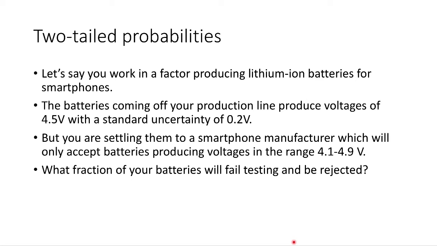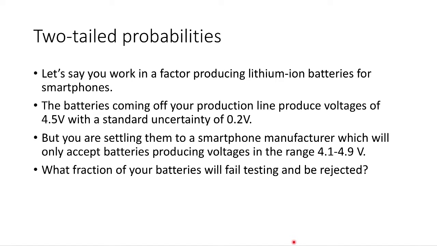We've seen how to calculate confidence intervals, which is what fraction of the time you are going to be within a certain number of standard uncertainties of the mean value. Now, a very closely related problem is calculating two-tailed probabilities. This is the probability that you're going to be outside a certain number of standard uncertainties from the mean. So it's basically 1 minus the confidence interval.